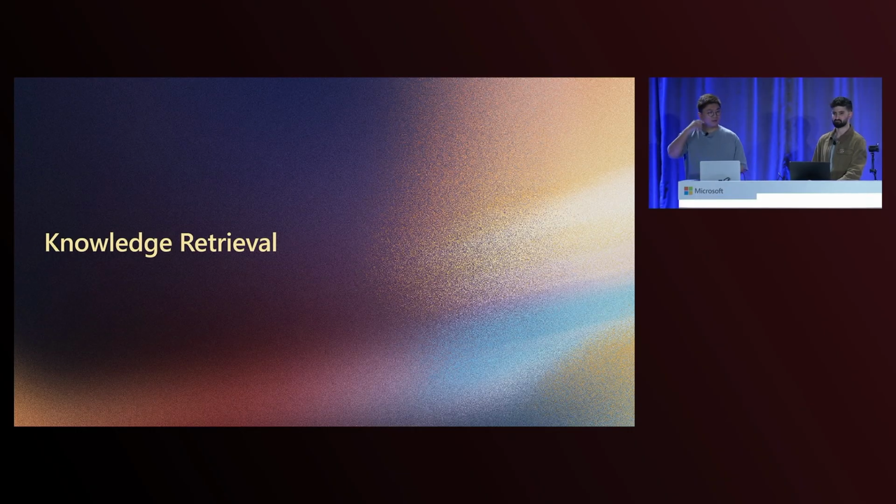LoRa is great, right? It changes the tone, the personality of the model. But what if my problem is not really about how the model talks, but it's about what the model knows? What I mean by that is it doesn't have the necessary knowledge for it to answer the questions that the user might be asking. In that case, just shaping the tone is not going to help me. And this is where knowledge retrieval comes in.